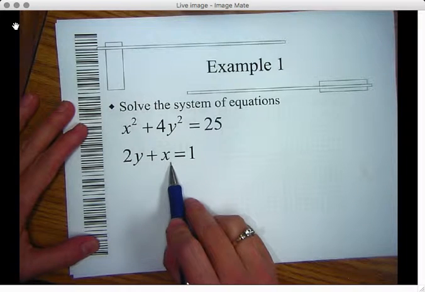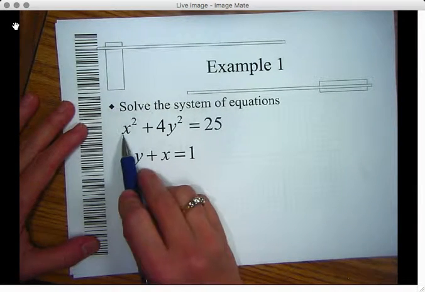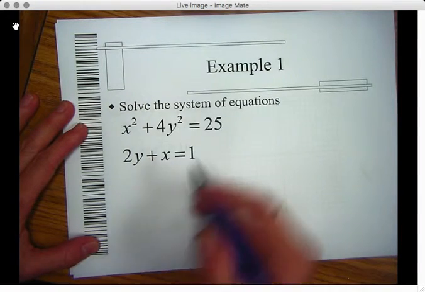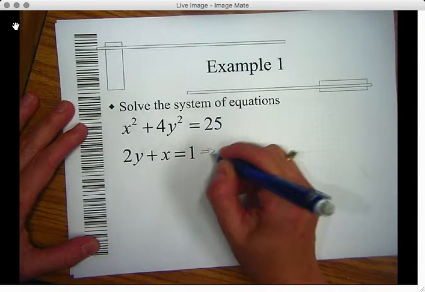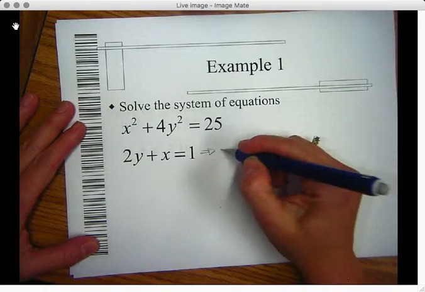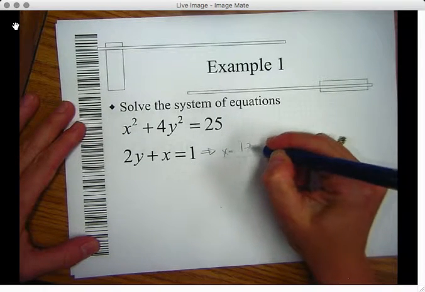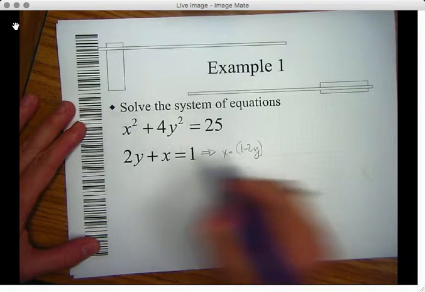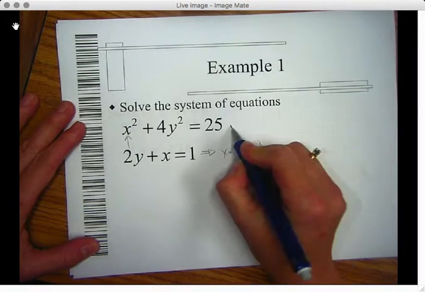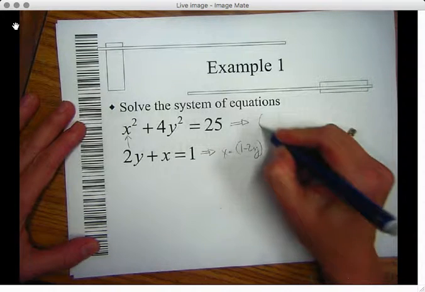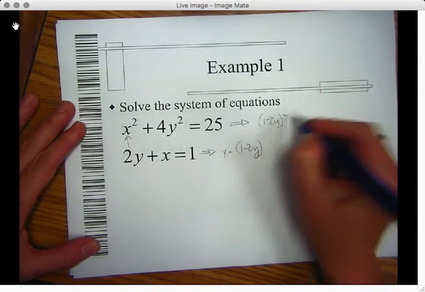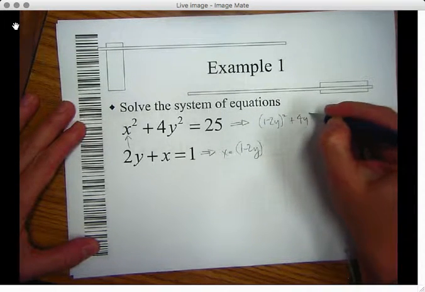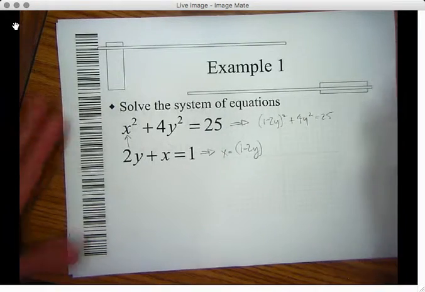I'm going to take the second equation and solve it for x, specifically so that I can substitute into the top equation. If I take this bottom one and make it x equals 1 minus 2y, I'm going to take this entire binomial and put it here, so my top equation now looks like this: (1 minus 2y) squared plus 4y squared equals 25.